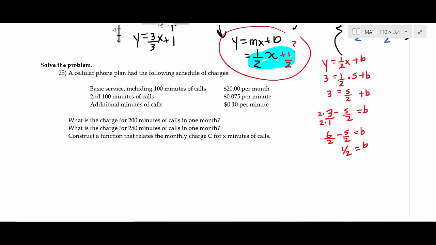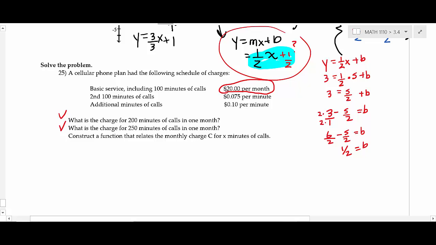Now the first thing I'm going to do is we want to work out these two problems before we even think about the piecewise function. The piecewise function makes you think a little bit on this problem, so it's pretty good, and you'll see one kind of like this on your homework. What this problem says is your basic service, that includes 100 minutes of calls, is going to be $20 a month. So here's what that means to me.